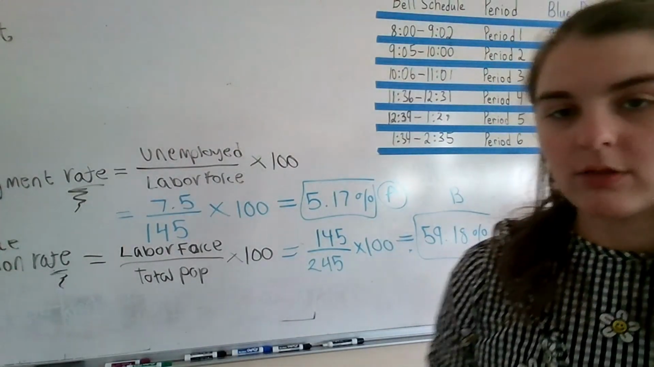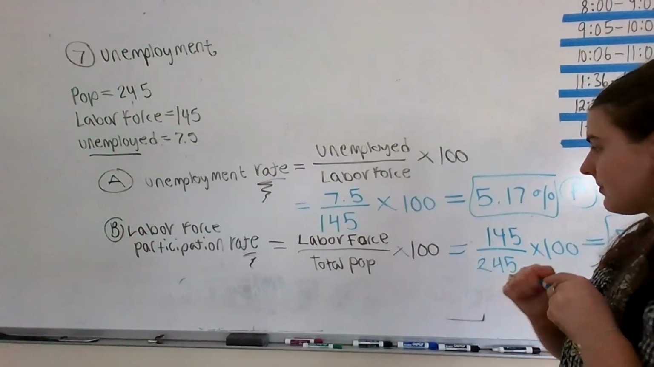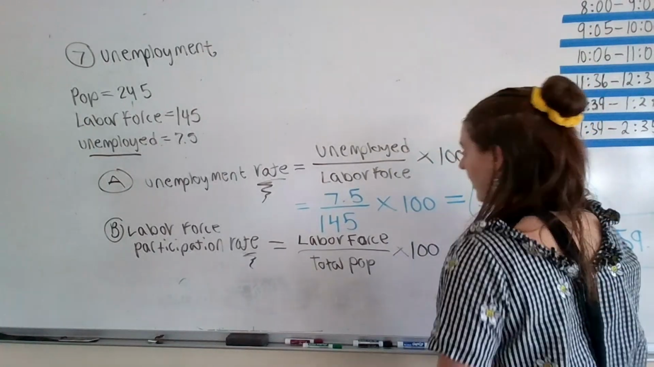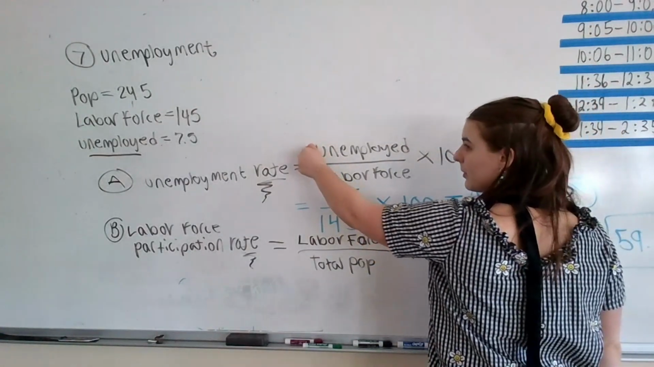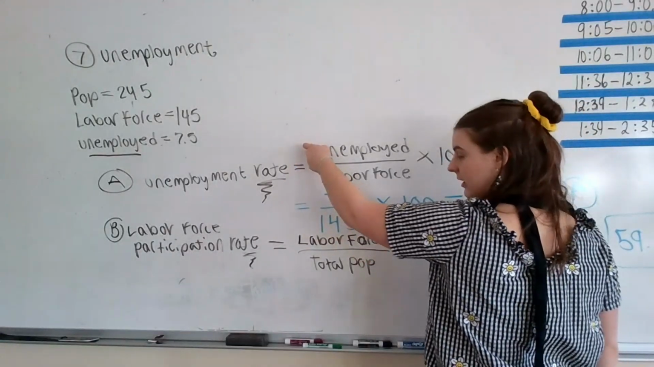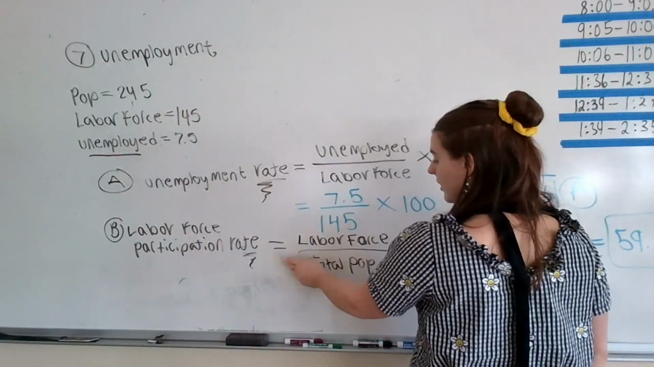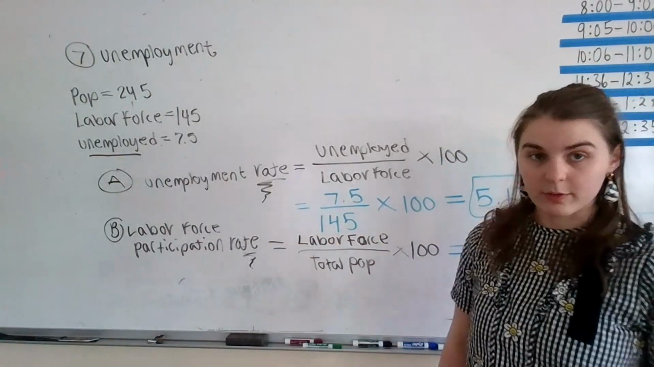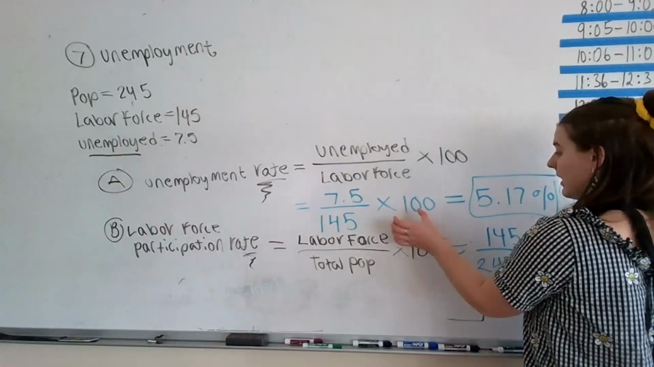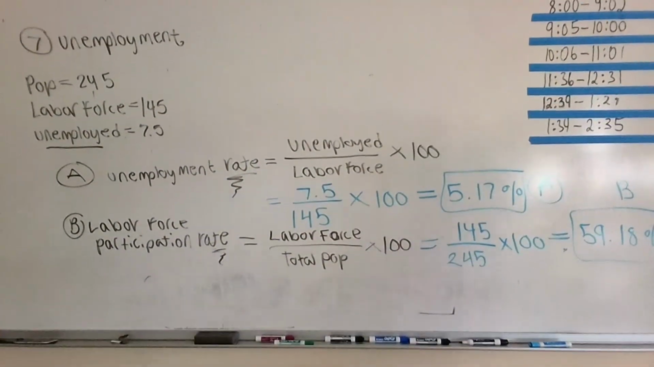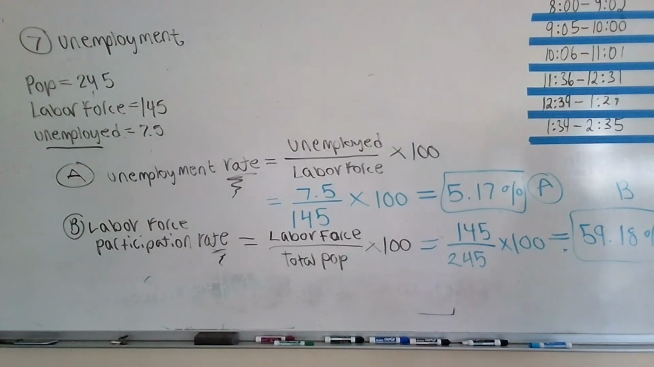So when we do rates, they are pretty much broken down by a total and a portion, right? If we look at unemployment, unemployed people are a portion of the labor force. If we talk about the labor force and our total population, we have the total population and a portion of that population, which is the labor force. And then we always multiply by 100, so we can get our percent interpretation of it. That's question 7.